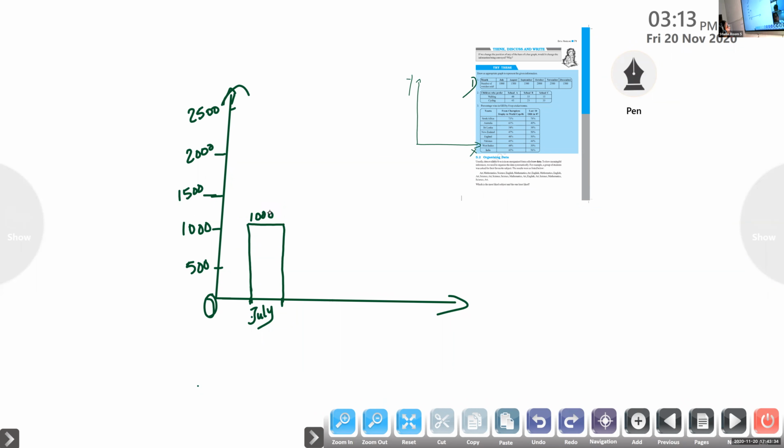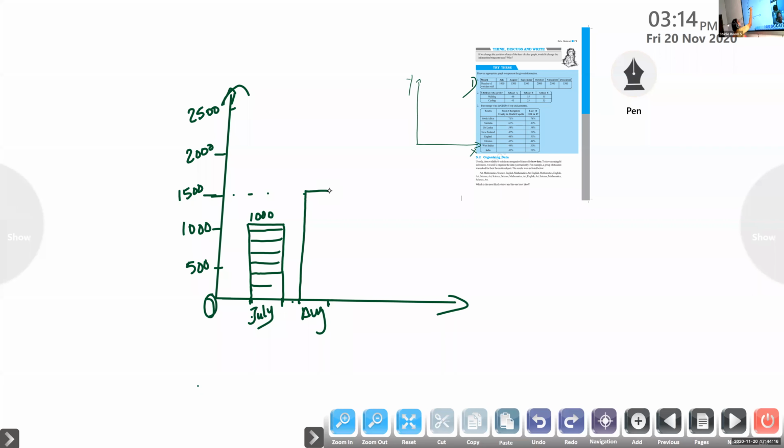Second bar, what? 1500. Okay, where we draw, we have to leave a space. After that, August. Leave space. Either you can take 1 unit or half unit is enough. Take a half unit space, but width of each bar must be same. Width of each bar and each gap also must be same. Okay, July. Next is August. August 1500. So it is 1500.